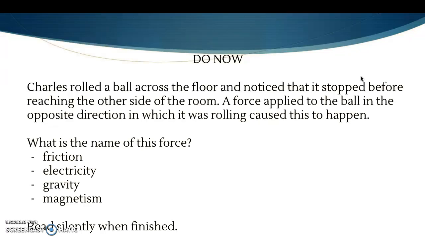Okay. Charles rolled a ball across the floor and noticed that it stopped before reaching the other side of the room. A force applied to the ball in the opposite direction in which it was rolling caused this to happen. What is the name of this force? So think about this. If you check your answer and your correct answer is friction, you are correct. Friction is the name of the force applied in the opposite direction.